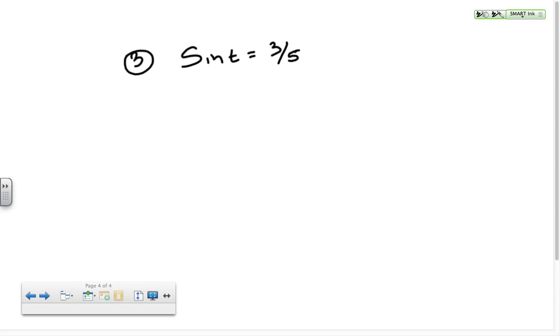I want to know what is the sine of pi minus t, 2 pi minus t, if t is between 0 and pi over 2. The sine of 2 pi.